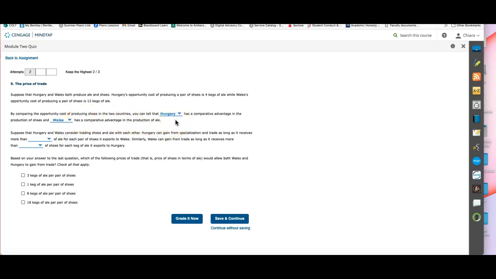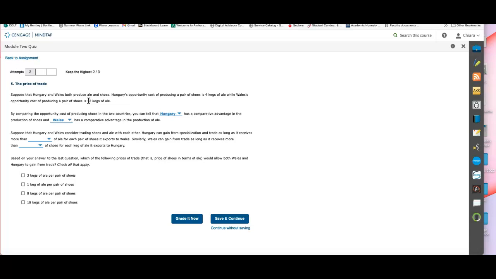If you invert it, it would be 1/4 a shoe for each keg of ale and 1/12 of a shoe for each keg of ale. So you know 1/12 is less than 1/4. So Wales has the comparative advantage in kegs of ale.